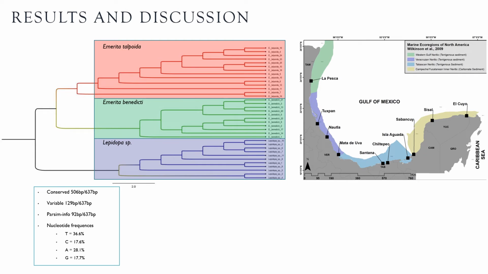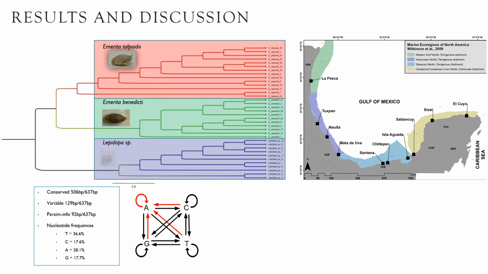Using the Akaike information criterion, we obtained that the best model was the general time reversible model, or GTR model. So we could construct a maximum likelihood tree that had a well supported topology. Our two species are well defined, supported by a rooted outgroup called Lepidopa.